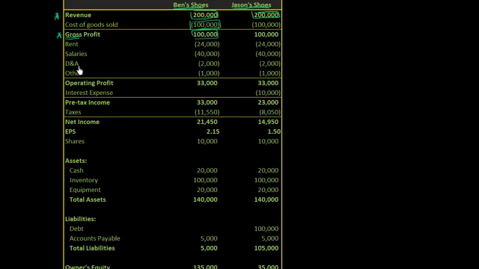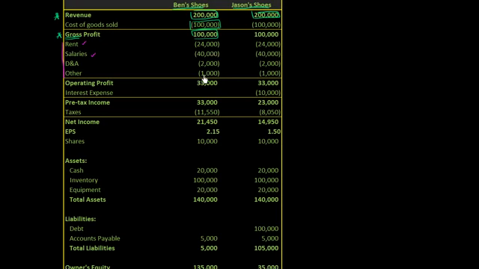Then below that line, we have all of the other expenses, the expenses associated with running the store, the overhead of running that store. So you have the rent, you have the salaries, you have the depreciation and amortization. Maybe you're depreciating the cost of your cash register and the shelves and whatever else. And then you could have other things like utilities. You can see both Ben's Shoes and Jason's Shoes are completely identical up to this point. They have the same revenue, gross profit, even the same expenses.